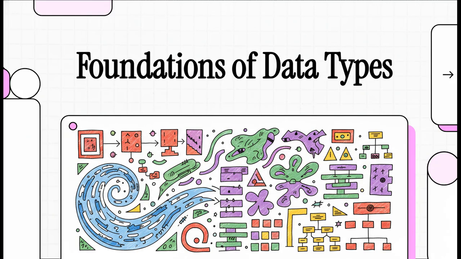When you hear the word data, what's the first thing that pops into your head? For a lot of us, it's probably a massive spreadsheet full of numbers. But data is so much more than that. It's really a collection of different types, and each one has its own personality, its own rules. So let's dive in and really get a handle on the fundamental language of data science.